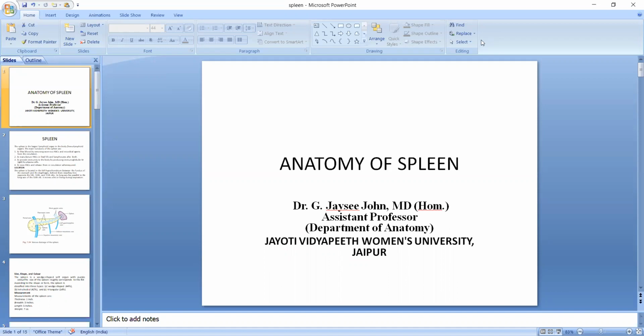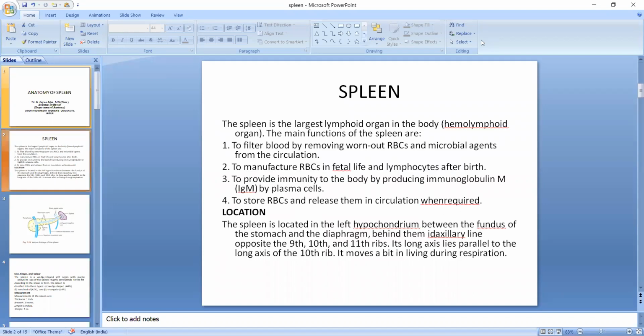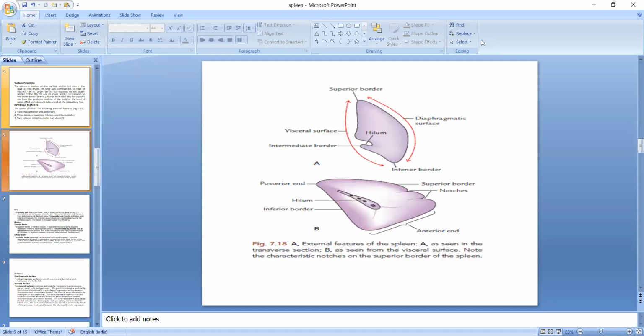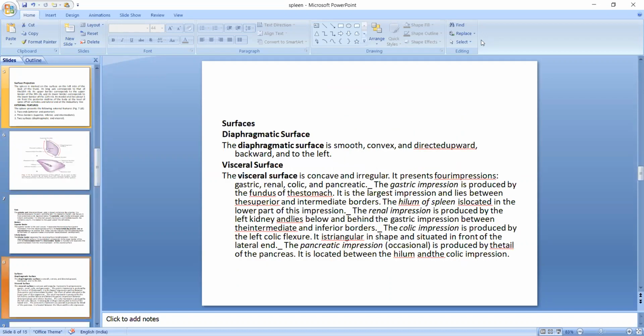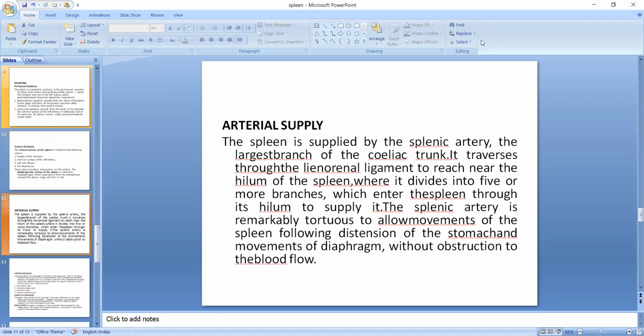And today we will discuss the rest of the part of the anatomy of the spleen. And we will discuss here the development of the spleen and the blood supply of the spleen.